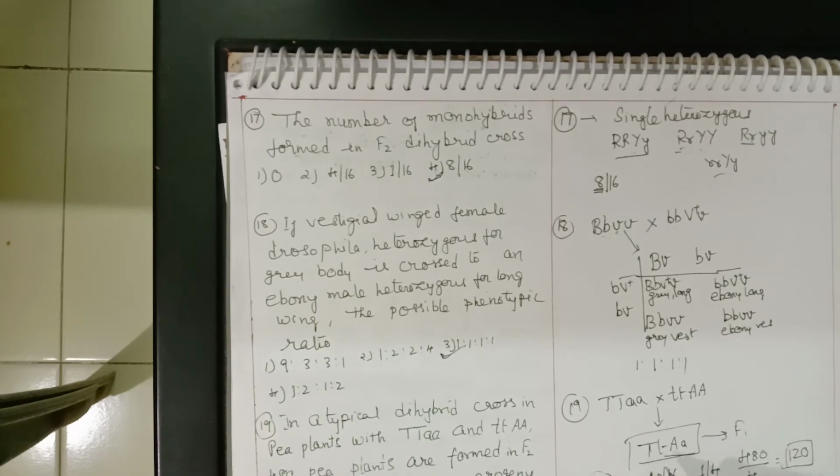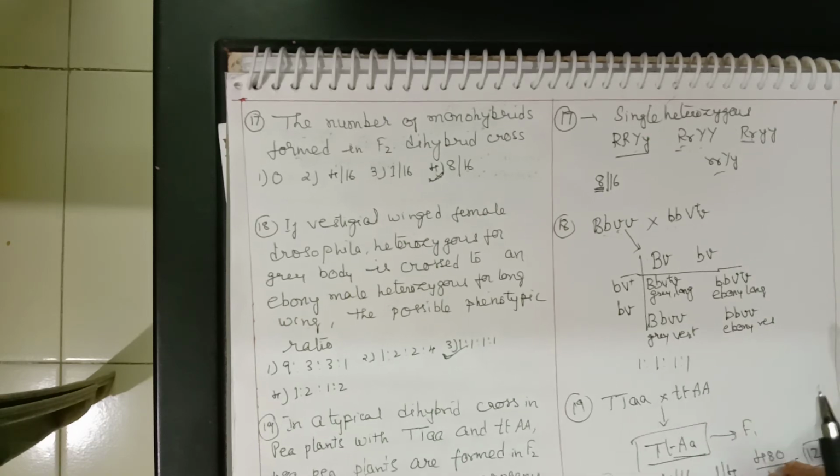This is the same as the dihybrid cross. So when you count this, just make a dihybrid cross and then count it. You are going to get the answer.